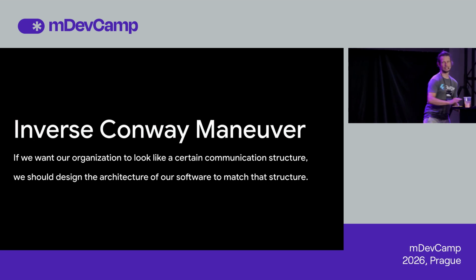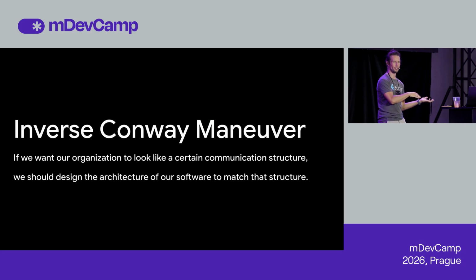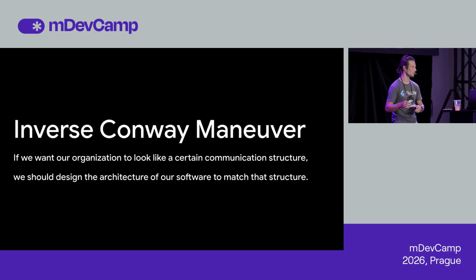And you can actually kind of do the inverse Conway maneuver. So like with Conway, if you want to change the architecture, you can change the organization, but you can also do the other way around. You can do an inverse Conway maneuver where you say, okay, I'm going to change my software architecture so that it's better for communication patterns, or so that it incentivizes certain communication patterns.